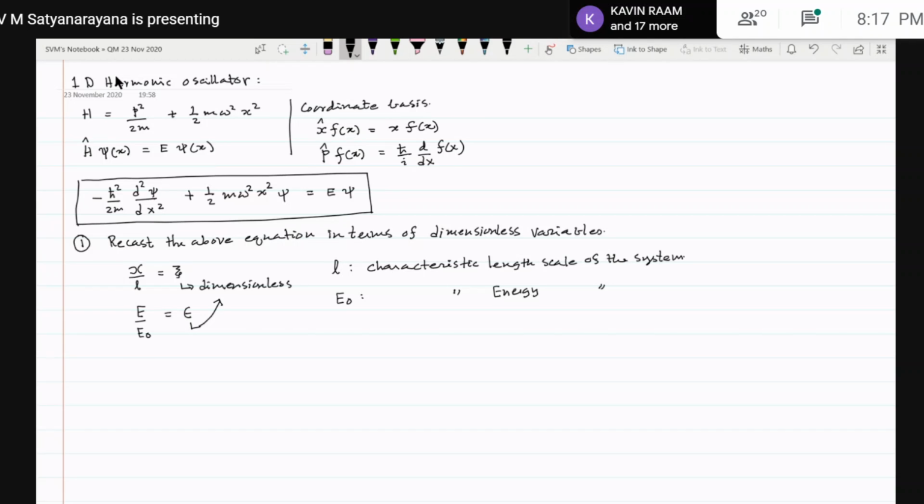So I'm going to ask what is d dx. That is nothing but d psi by dx into d psi, this is the chain rule. And d psi by dx is actually 1 over L. So this is equal to 1 over L d psi.